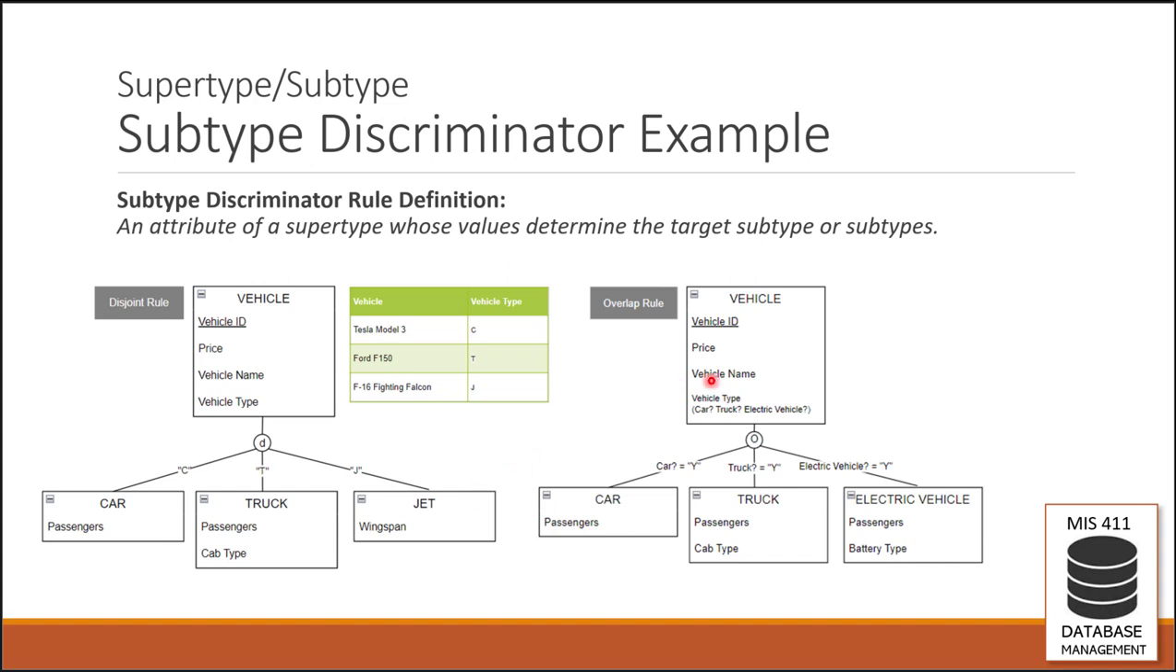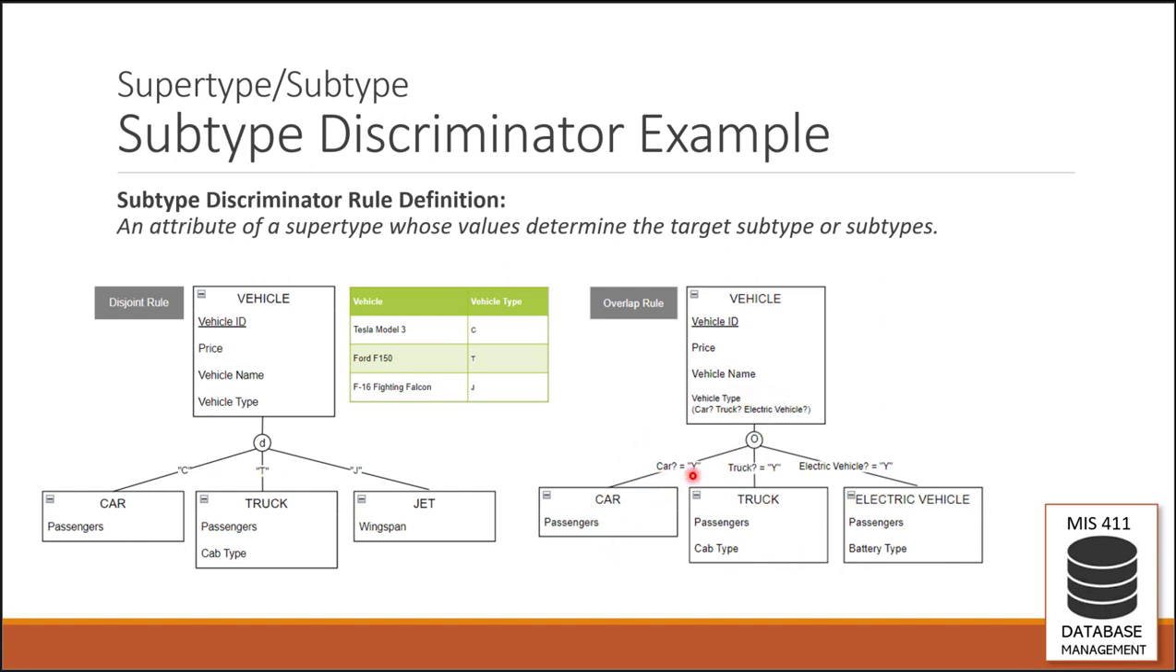All right, so an example of the overlapping subtype discriminator is when you have a little o in this circle, which means that you can have something that is more than one of these things. So again, we have the attribute vehicle type, but instead of being a simple vehicle type attribute, now it's a composite. Car, question mark, truck, question mark, electric vehicle, question mark. These are the three pieces because there are three subtypes.